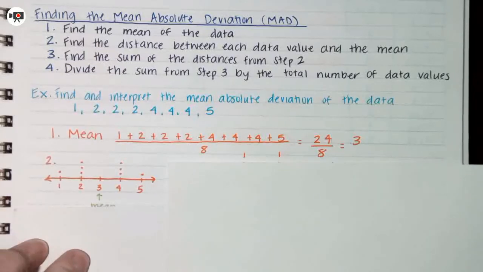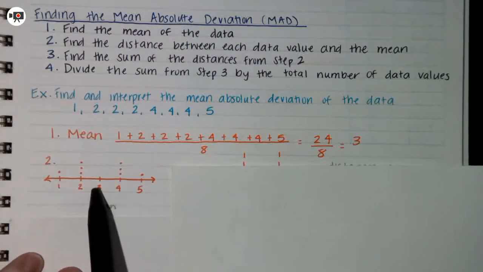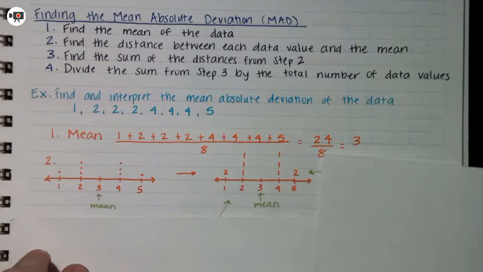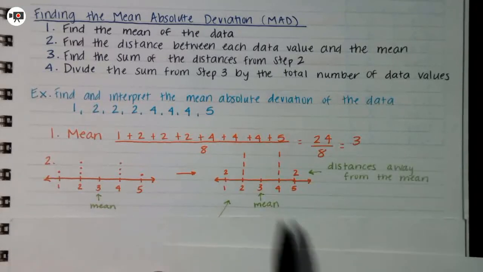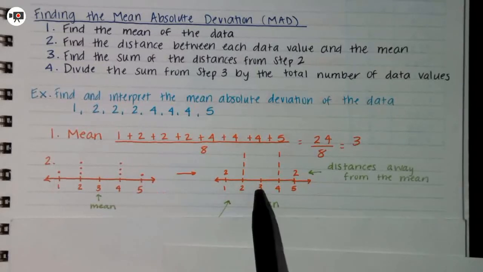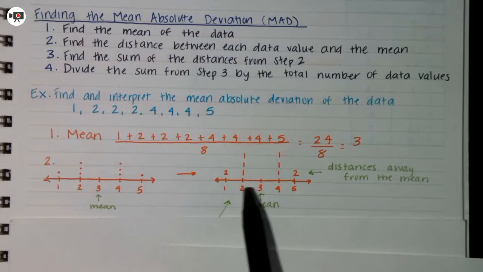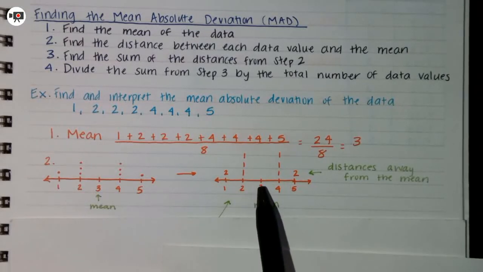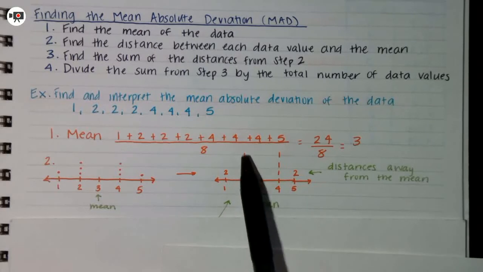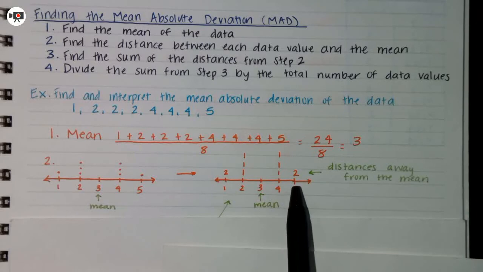Then to find step 2, if I look at my dot plot, the mean is 3, that's in the middle. I can make another kind of dot plot where these show the distances each of these dots are from the mean. So the dot on 1 is 2 spots from 3. The 3 dots on 2 are each 1 unit away from 3, so they have little 1s there. And then you can see 4 is 1 spot away and 5 is 2 spots away.